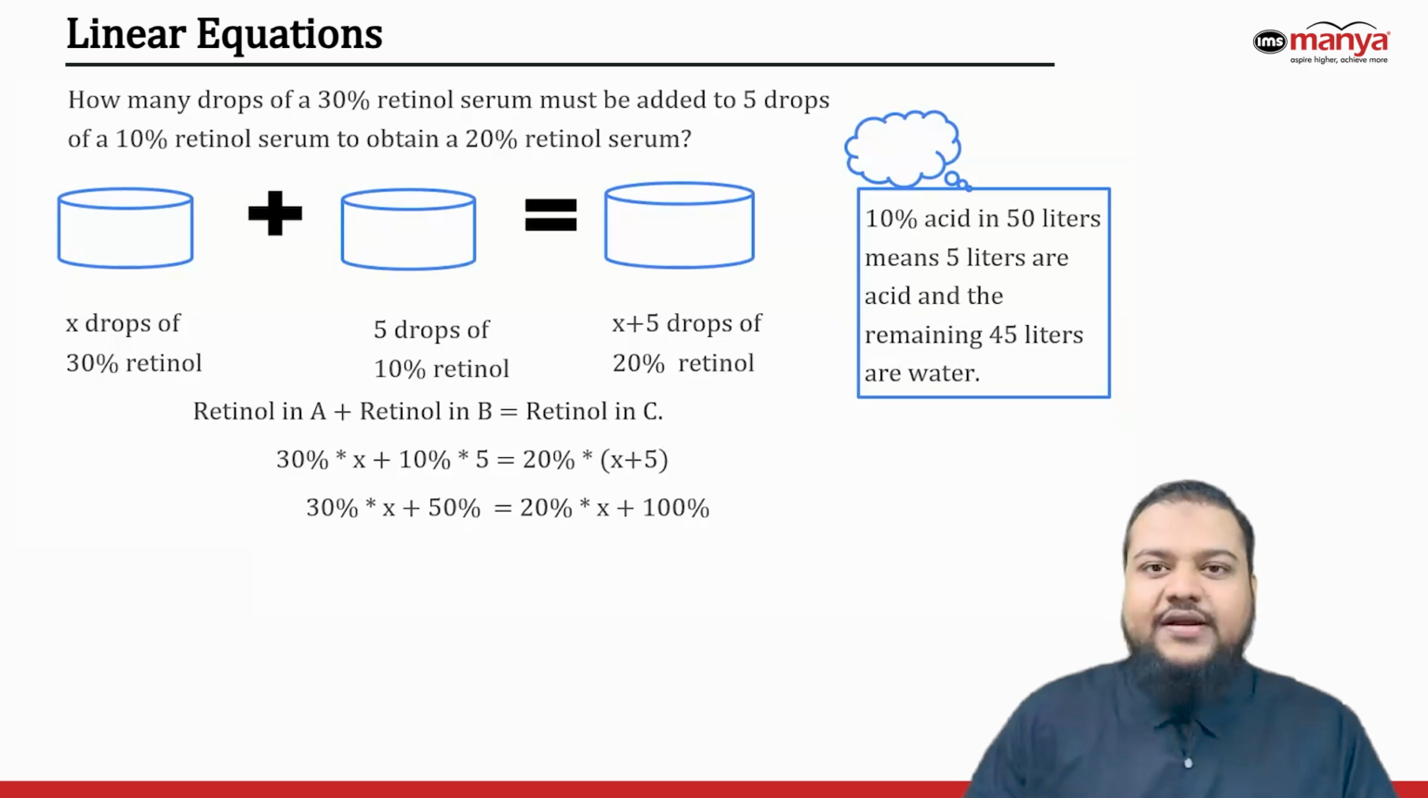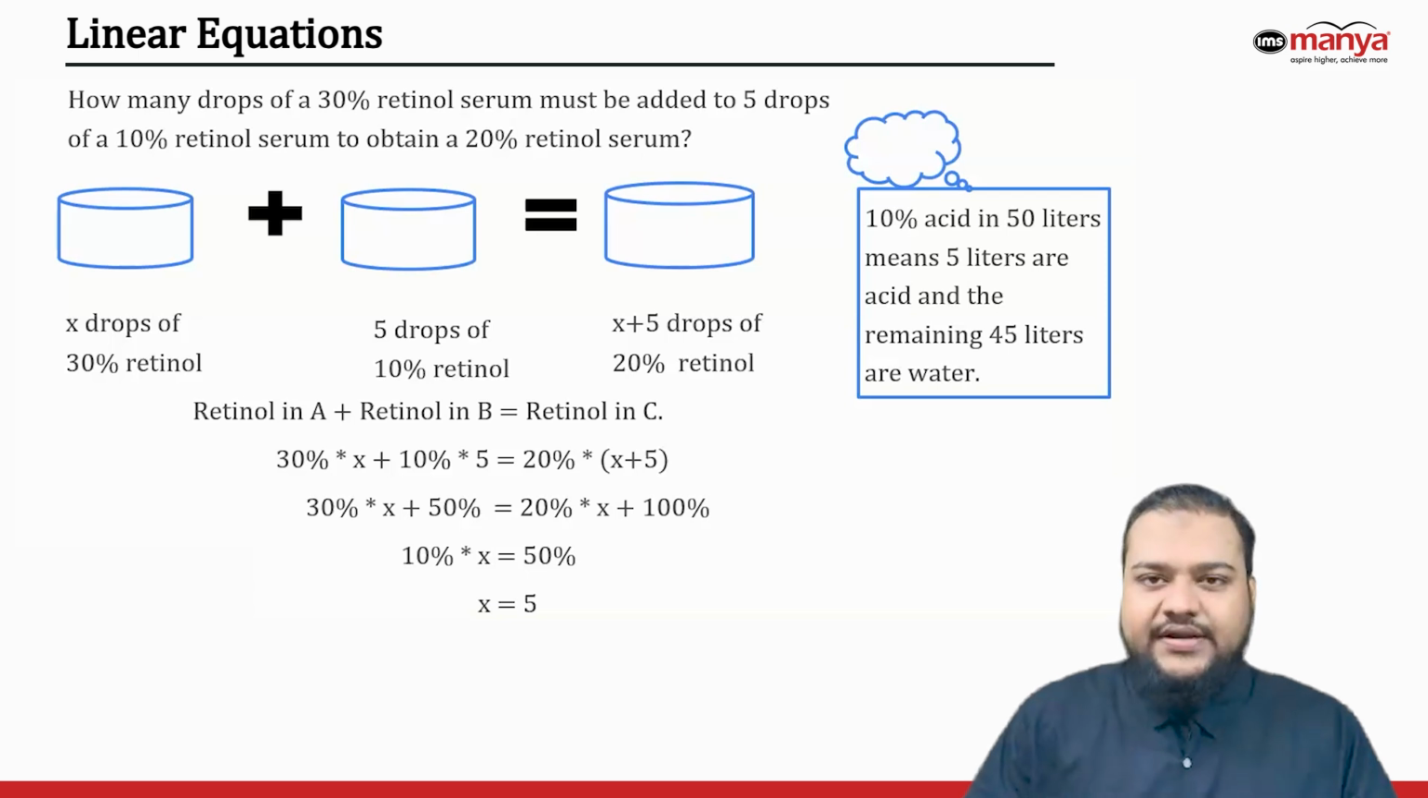Now, when you solve it and take like terms on one side, you will get X equals 5. So that means the answer to the question is 5 drops. We need 5 drops to be present in vessel A so that we can achieve vessel C, which will have 20% retinol. I hope you have understood this question.